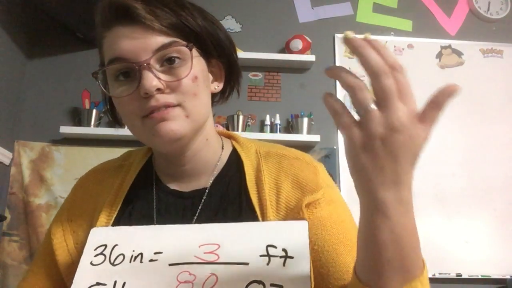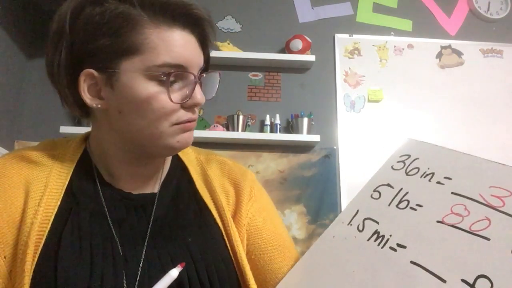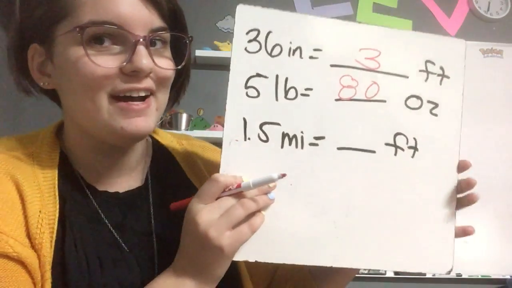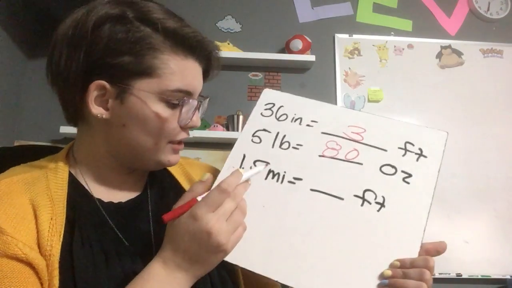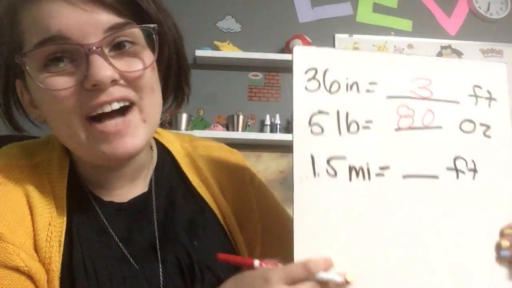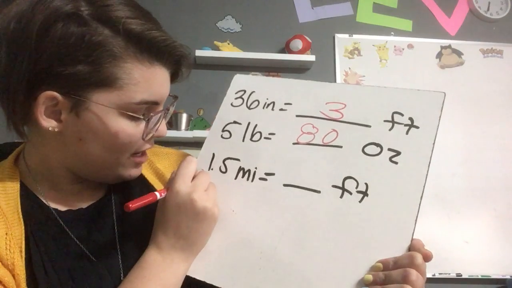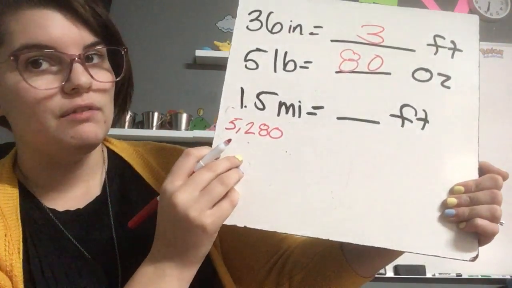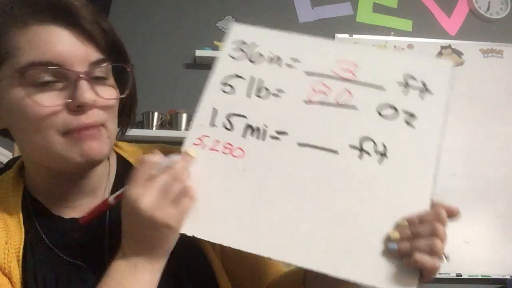Multiply or divide. I'm going to divide again. I'm sorry. Multiply. That's what I meant. We're going to multiply, not divide. That would not get us the right answer. All right. So if we look at our chart, we see that miles to feet is 5,280. So we're going to do 5,280, right? That's how many feet are in 1 mile, but we need 1.5 miles.